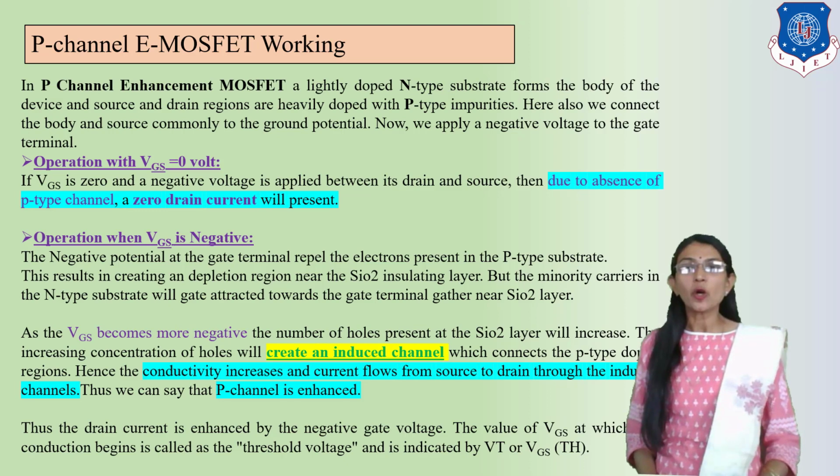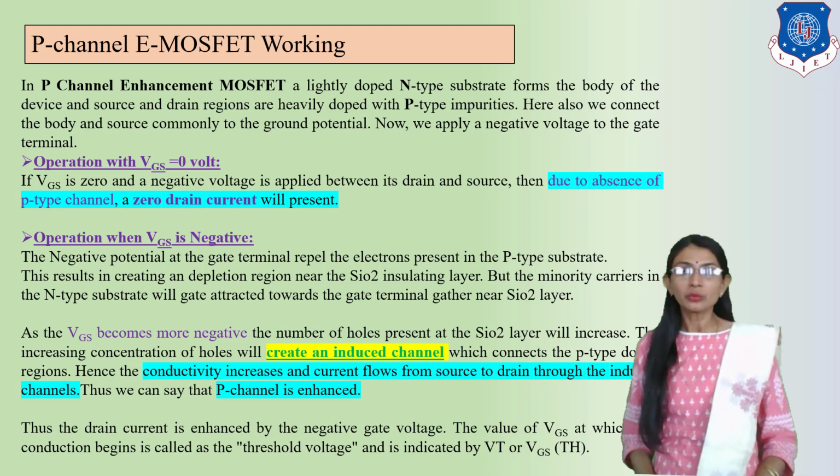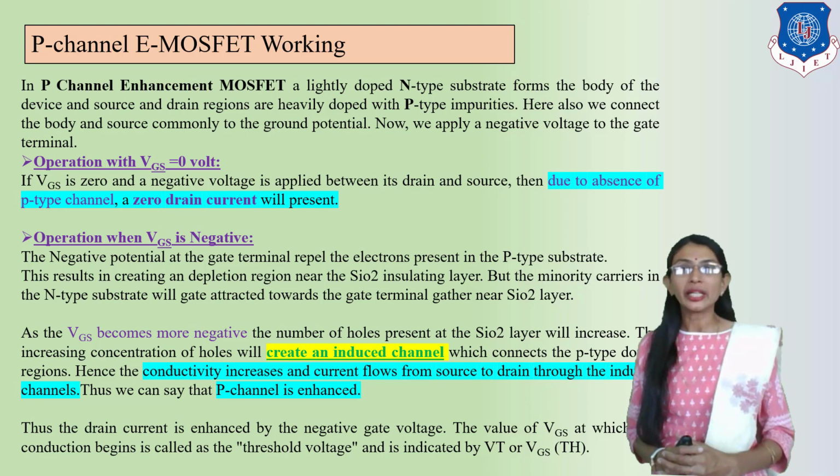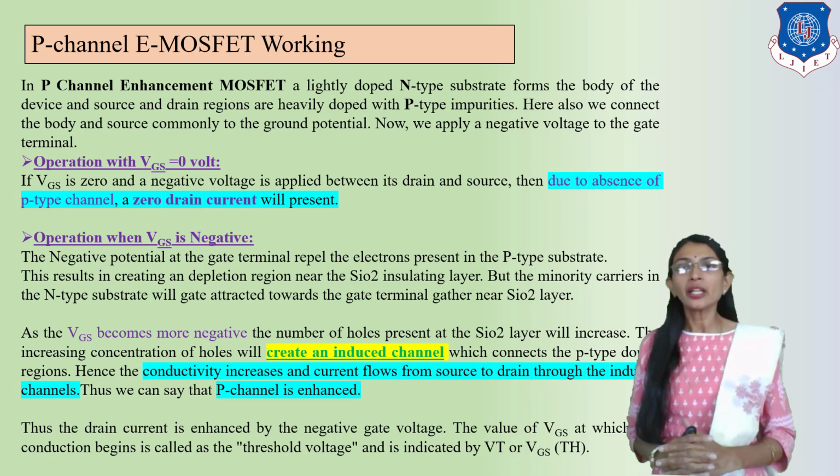according to the cases of operation, when VGS is equal to 0, if no battery is connected, no biasing is connected at the input side, we will have no current. Zero drain current will flow. That means absence of P channel. We will not have any channel.